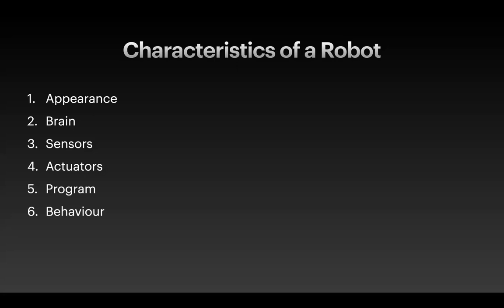So these are the 6 characteristics of a robot. One is appearance, the second one is brain, the third one is sensors, the fourth one is actuators, the fifth one is program, and then we have the behavior. So these are the 6 characteristics of a robot.